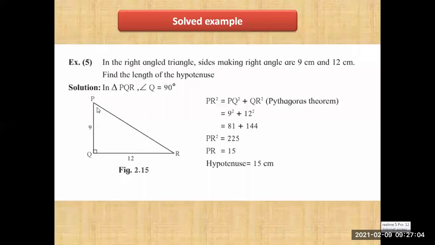So first, in triangle PQR, angle Q is 90 degrees. According to the Pythagoras theorem, PR square is equal to PQ square plus QR square. So square of 9 is 81. Square of 12 is 144. Add these two, we get 225. And the square root of 225 is 15 centimeter. Here the unit is given, that is centimeter, so we write the unit in our final answer. Hypotenuse is equal to 15 centimeter.